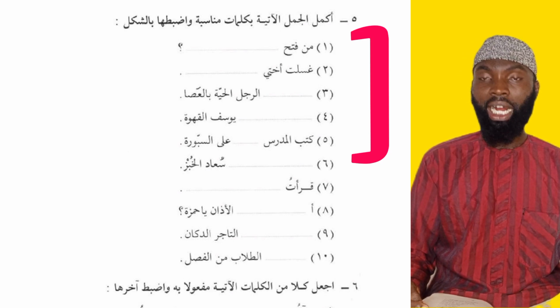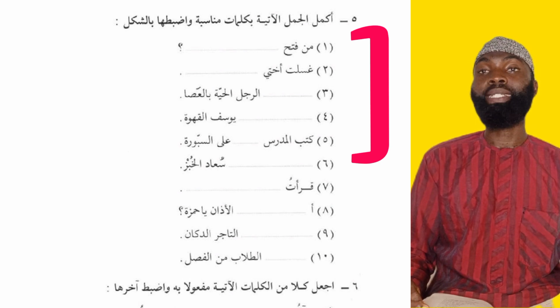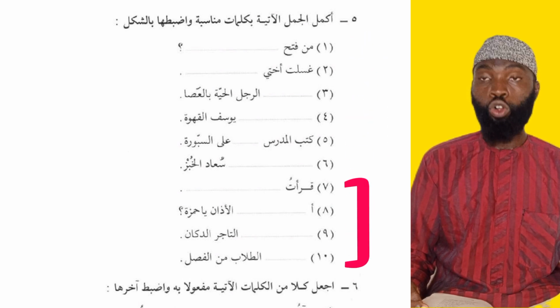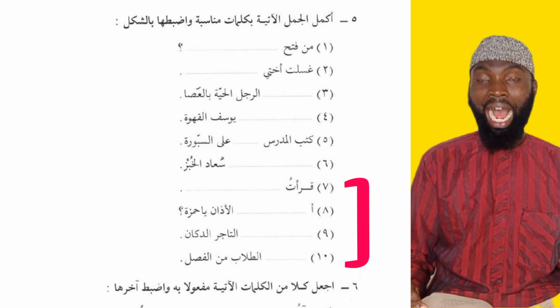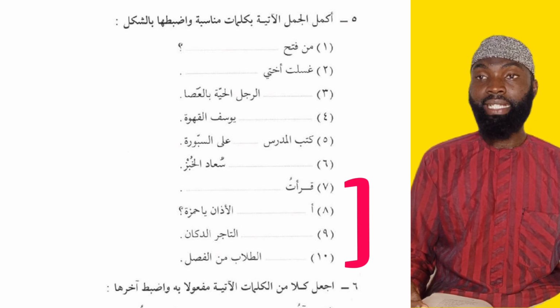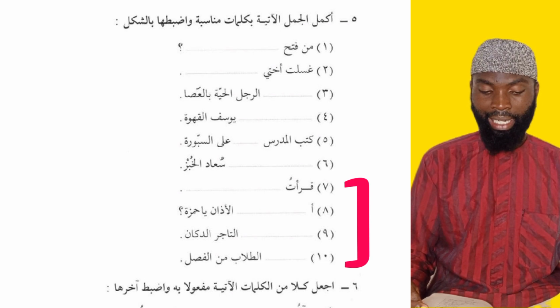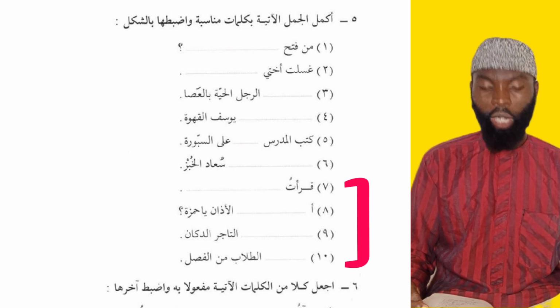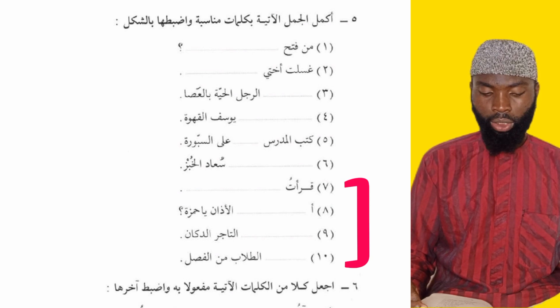Number 6, we have a blank su'adul khubza. You say akalat su'adu al-khubza. Su'ad ate the bread. Exercise number 7, we have qara'tu. What will I say? Qara'tu al-Qur'ana. I read the Quran. Number 8, we have a blank al-adhana ya Hamza. We can say atasma'ul adhana ya Hamza. Do you hear the adhan, O Hamza? Number 9, we have a blank at-tajiru ad-dukkan. We can say fataha at-tajiru ad-dukkan. Number 10, we have a blank at-tullabu min al-fasli. We can say kharaja at-tullabu min al-fasli.